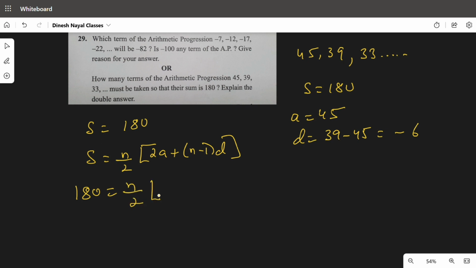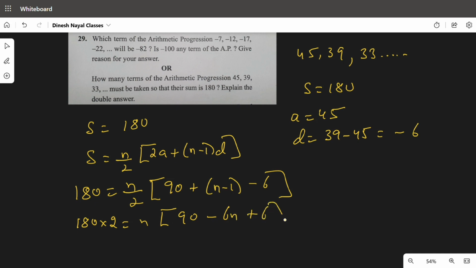n by 2 into 2a. Now we know that a is 45, so 2 into a is 90, plus n minus 1, d is minus 6. So you can multiply this, this is 180 into 2 equals n. Solve the bracket. This is 90, this will be minus 6n, minus 1 into minus 6 is plus 6.